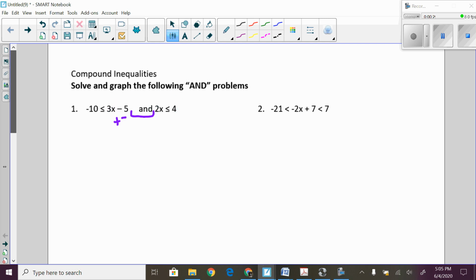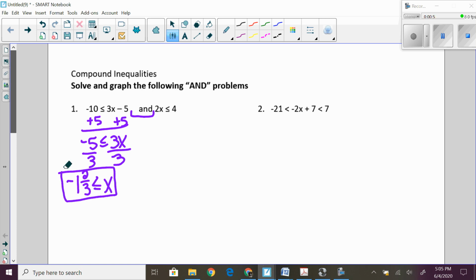Okay, so we're going to add 5 to each side, and then we're going to divide by 3, which leaves us with negative 5/3. I'd like to change that into negative 1 2/3 because we're going to be graphing this on a number line in a minute, and that's going to be easier to find on the number line than negative 5/3. Okay, so now we jump up here to the other inequality. We divide by 2, we divide by 2, and we get x is less than or equal to 2.